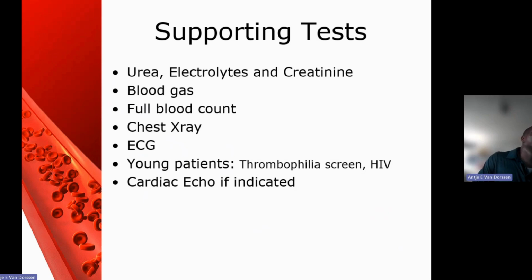Yeah. So also, full blood counts, chest X-rays, ECGs, of course, to make sure the patient doesn't have AF, and in young patients, we also want to do a thrombophilia screen, and they want to know the HIV status of the patient. What is a thrombophilia screen?